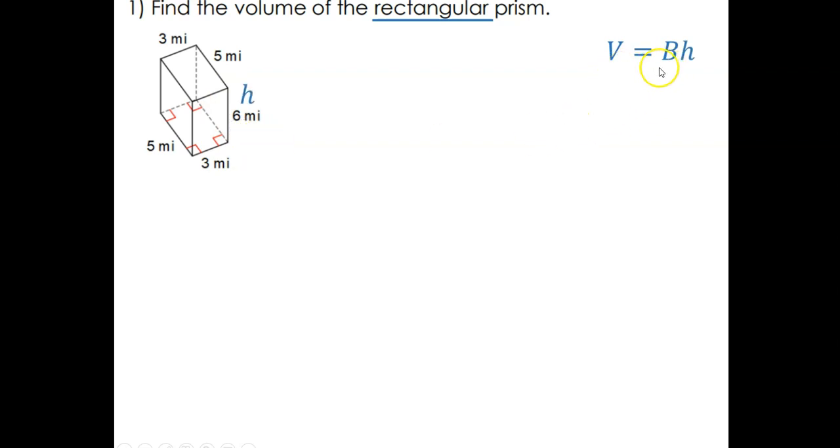Also, go ahead and write the volume formula here on the right side. Don't put it in here because we're going to do our side work first, and then we will plug it back in. So just write down volume equals big B times H here on the side.